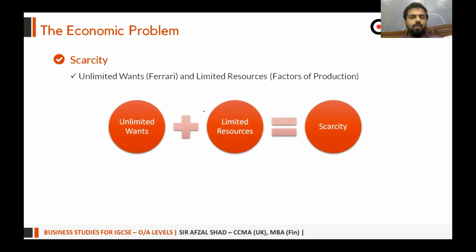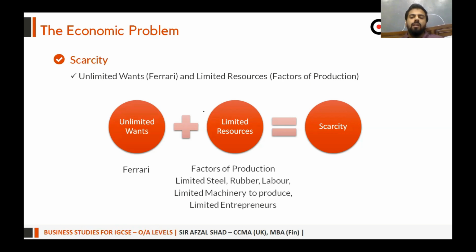We have unlimited wants, but we have limited resources. That leads to a scarcity of resources. As we already discussed in the previous slides, everyone wanted the Ferrari, everyone who loved it. But we had very limited resources, all of the factors of production: limited steel, rubber, labor, limited machinery to produce, and even limited entrepreneurs. All 4 factors of production needed to manufacture that Ferrari were limited. So this is what we call scarcity.